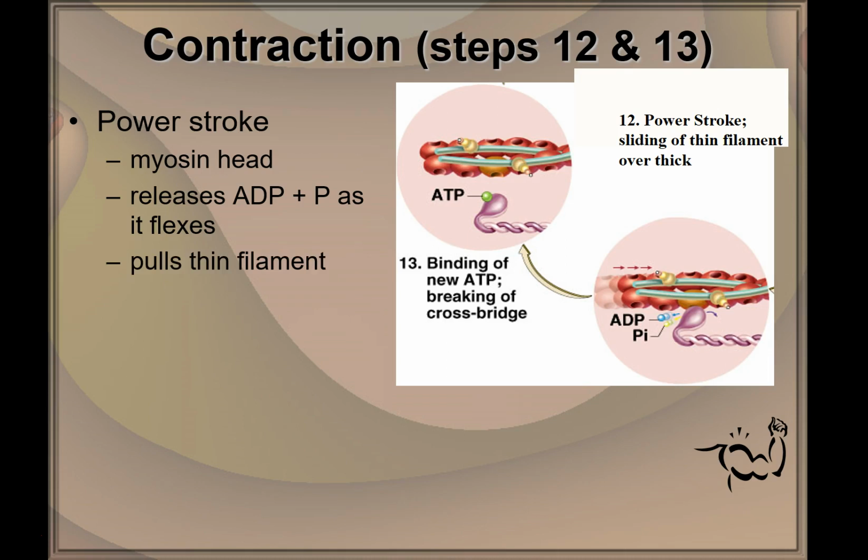So with it bound to the active site, it's going to pull the thin filament over the top of the thick. Now, the myosin head's still in that active site of the actin. So what happens next is another ATP molecule comes and binds to it. That causes it to let go. The myosin ATPase still on that head hydrolyzes that ATP, cocking it again. It sticks its head in another active site and repeats the process.